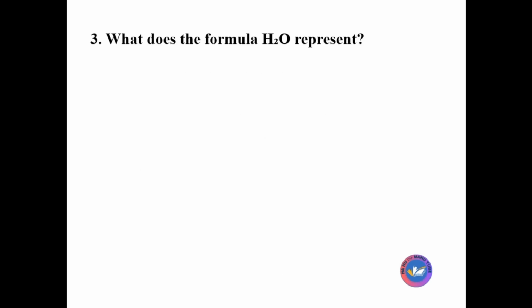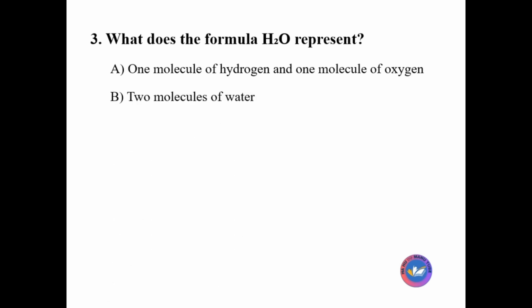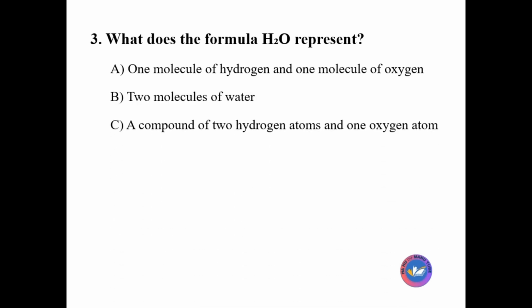Question number 3. What does the formula H2O represent? A. 1 molecule of hydrogen and 1 molecule of oxygen. B. 2 molecules of water. C. A compound of 2 hydrogen atoms and 1 oxygen atom. D. 1 atom of hydrogen and 2 atoms of oxygen.